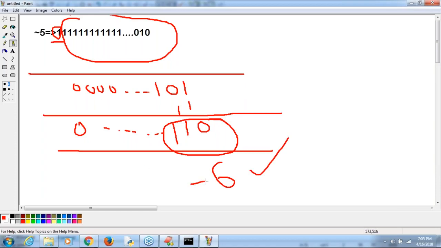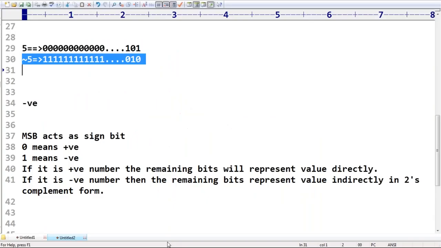Already a negative number, because the most significant bit is 1. That's why what output by default are you going to get, sir? -6. Clear? Are you in a position to understand why we are going to get -6? Remember that, okay? So the output by default we are going to get is -6.